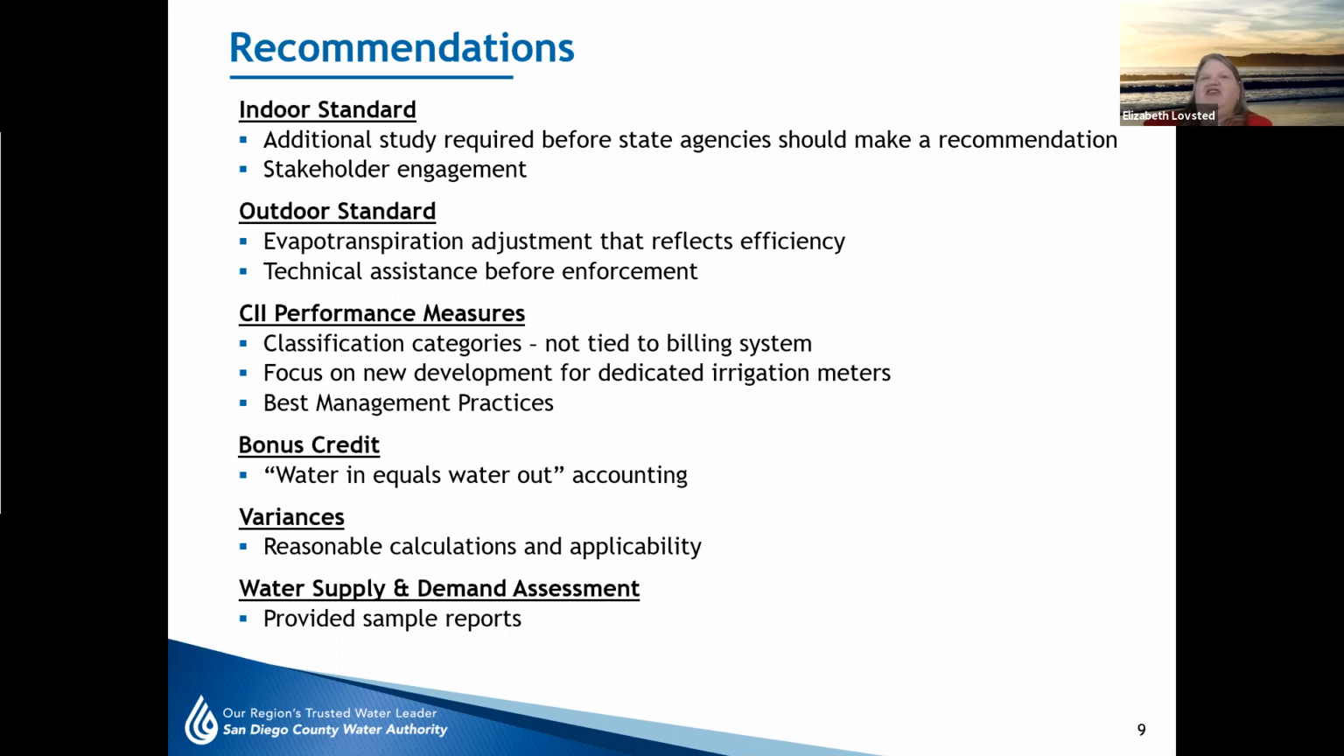CII classification categories, we want to make sure those are reasonable, because those can cost a lot of time and money to try and classify the CII. And then focus on new development for dedicated irrigation meters. Again, the conversion of irrigated meters can be costly and not always cost effective in the best managed practice. Bonus credit, we just want to make sure that water in meets the water out. And then variances, we're looking for reasonable calculations and applicability. And the water supply and demand assessments, we provided some examples to DWR, and we're hoping that they'll fold that into their requirements in their guidebook moving forward. Next slide, please.